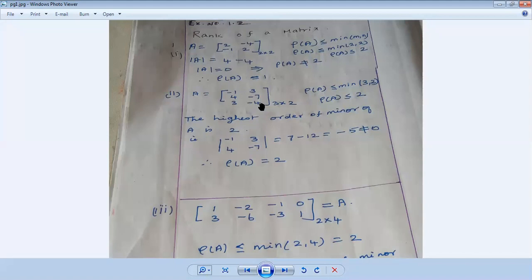Rank of a matrix is the highest order of non-zero, non-vanishing minor of a matrix. The highest order of non-vanishing matrix. That means non-zero rows. The highest order of non-zero rows.